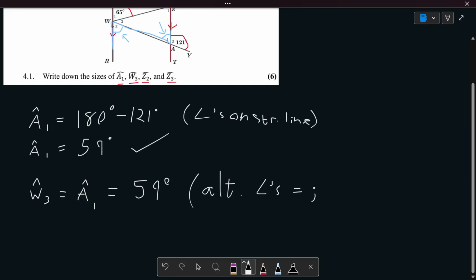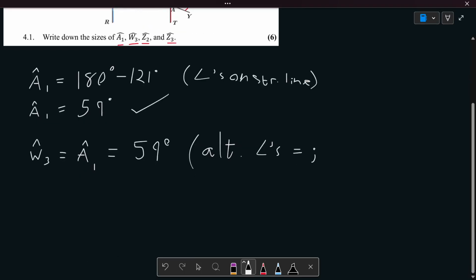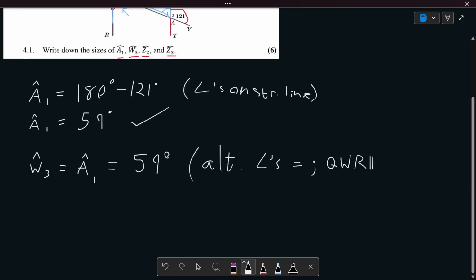And then because, which lines are parallel? It's going to be QWR is parallel to SZAT. So it's SZAT.